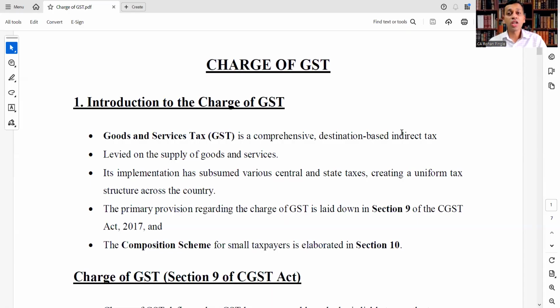Let me share my screen. Charge of GST. In today's session, we will cover section 9 and section 10. Under section 9, we will cover subsection 1, subsection 2, subsection 3, subsection 4, and then section 10. So let's start with it.